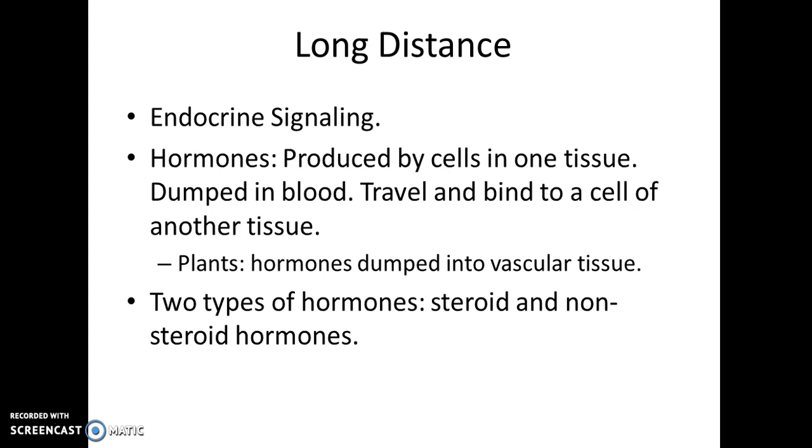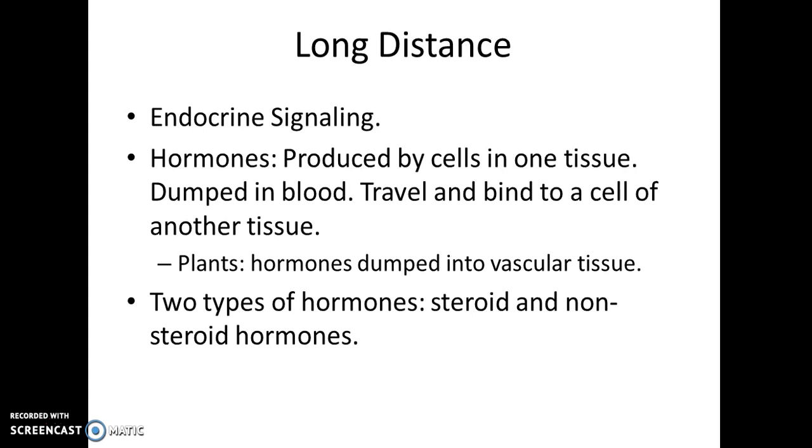Then we have long distance. Now, long distance specifically deals with the endocrine system, and this is endocrine signaling. In the endocrine system, we have tissues that produce hormones. Now, a hormone is produced by cells in one tissue. It's dumped into the blood, and it travels and binds to a cell of another tissue. So it travels throughout the body, and they'll bind to the receptors of cells somewhere else. Now, plants do have hormones, and we'll talk about it later in the semester, and they will be dumped into the vascular tissue, the xylem usually, and travel from one part of the plant to the other.